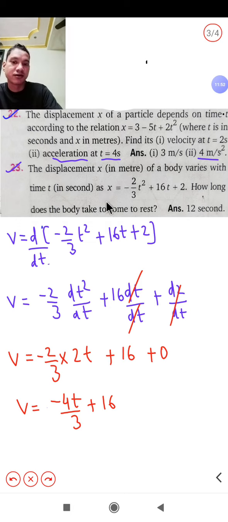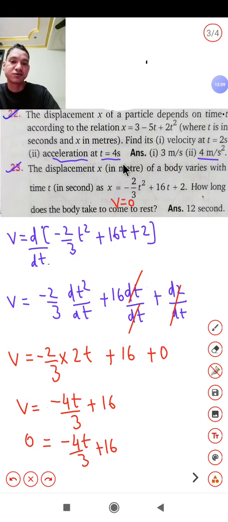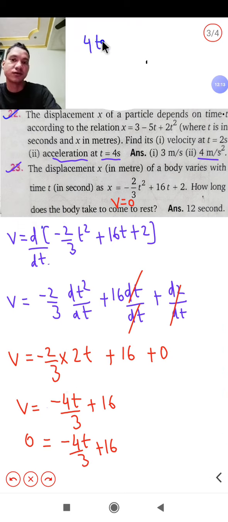Does the body take to come to rest? Rest means final velocity will be 0. So let me put 0 here, and after putting 0 and solving it, I'll get the expression for time. Let me bring this term on this side. So this will be 4t by 3 equals 16. So t will be, bring 3 on this side, 12 seconds.